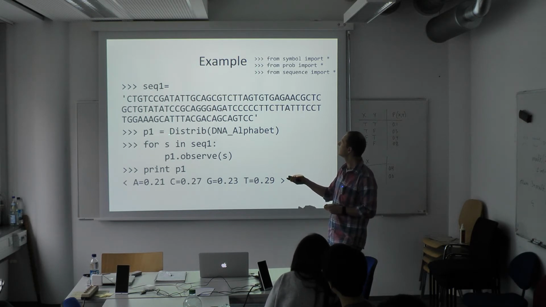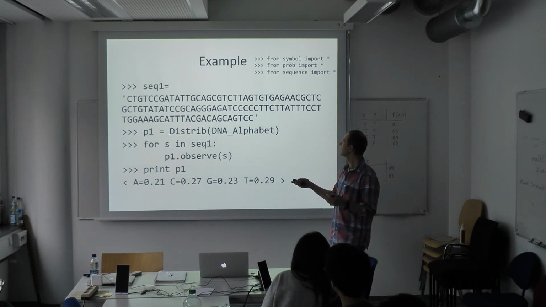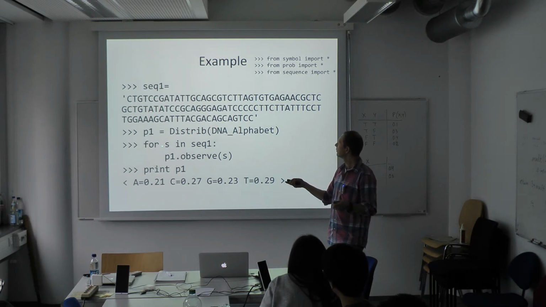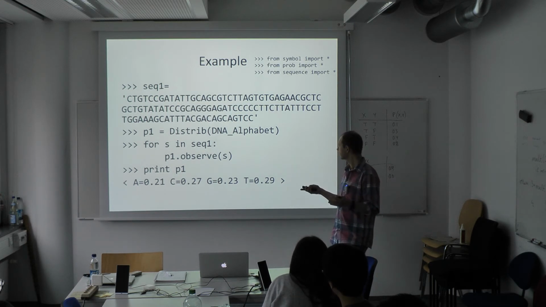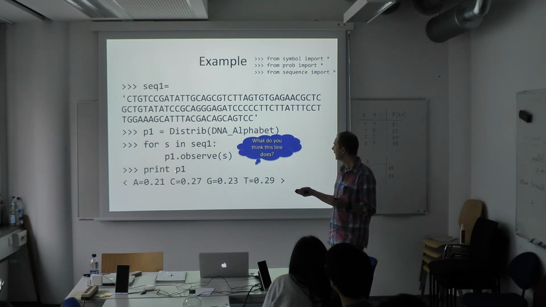So we have the sequence, and I'm going to create a model which is just going to be this simple distribution over the possible letters that we have in our DNA alphabet. I'm going to look at each possible symbol here, and I'm going to observe it. And then at the end, I'm going to print out what the model looks like. So this will give us the parameter values. You can see here, A is 0.21, C is 0.27. You can probably guess that these are the probabilities.